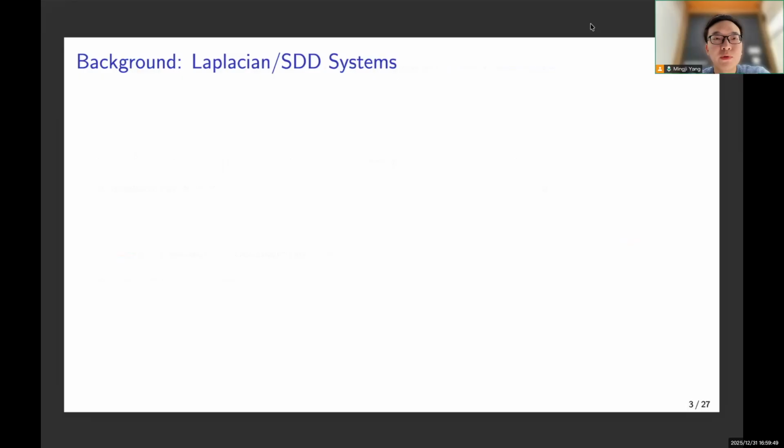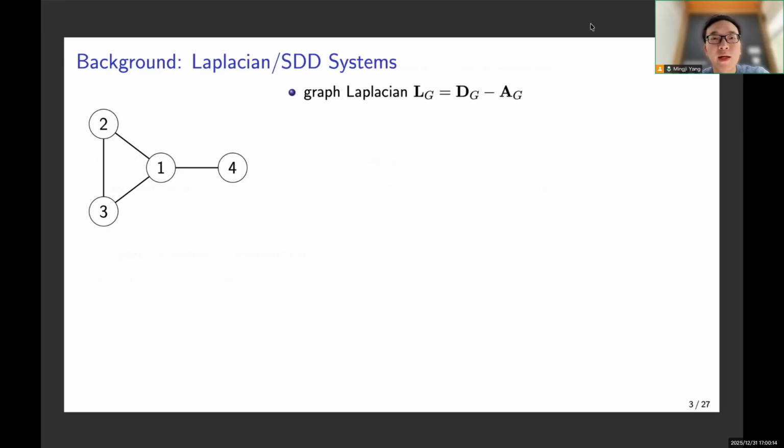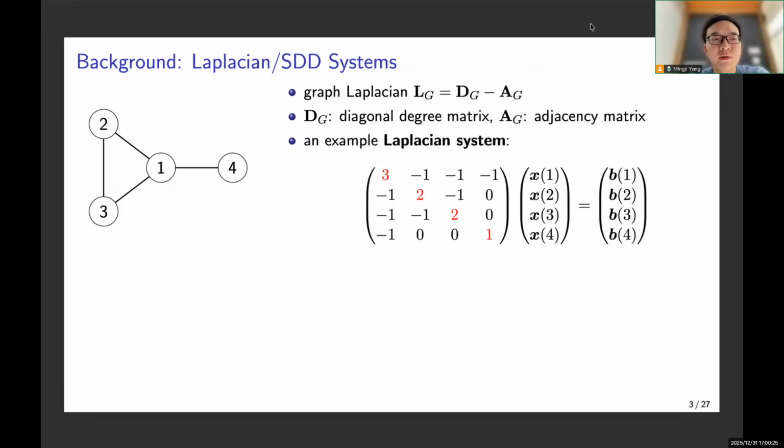So let me say a bit more about the Laplacian and SDD systems. The Laplacian systems are associated with undirected graphs. So given a graph, we can define its graph Laplacian matrix denoted by L sub G, which equals its diagonal degree matrix minus the adjacency matrix of the graph. So for example, for the graph on the left, its Laplacian matrix is the 4x4 matrix, with its diagonal entries representing the degrees of each node, and the off-diagonal entries are -1, whose positions correspond to the existence of these edges on the graph. And we just call this whole linear system a Laplacian system.